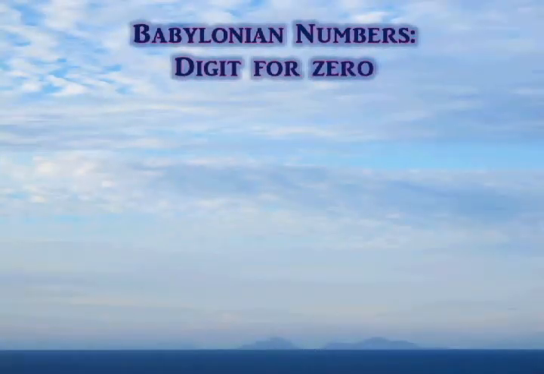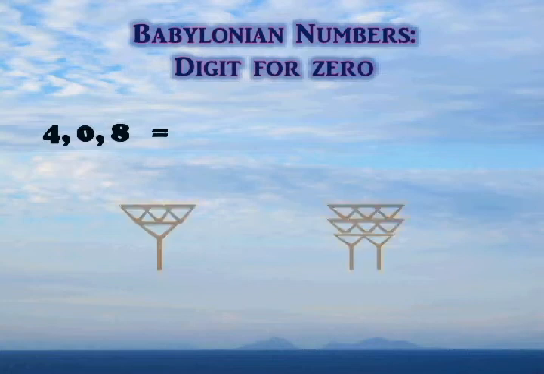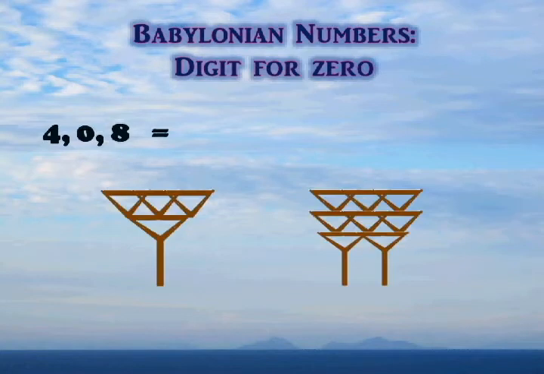Babylonians did not have a digit for zero. Instead, they used a space to mark the non-existence of a digit in a certain place value. For example, 4,0,8 in Babylonian numerals will have a symbol with a space in the middle.